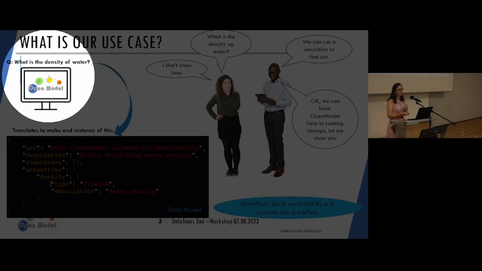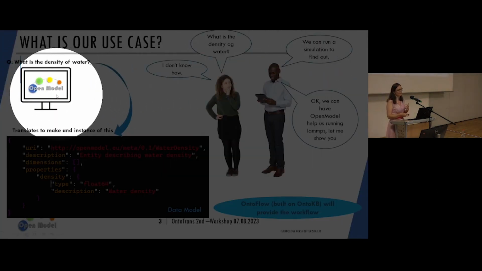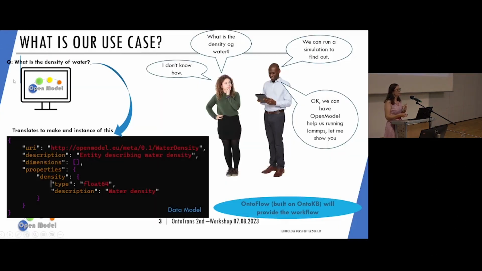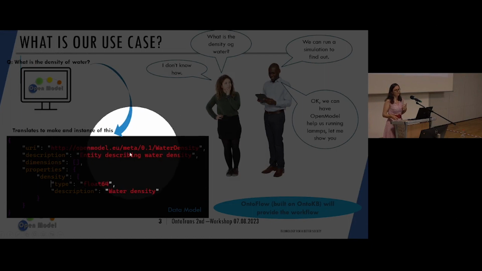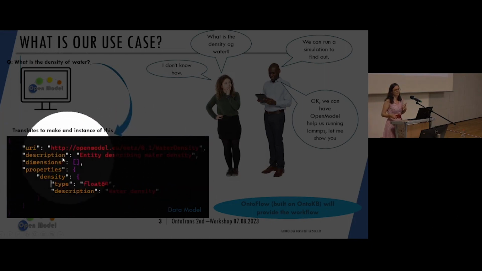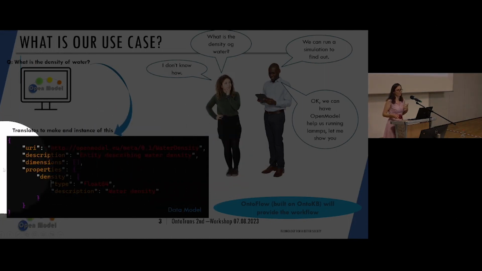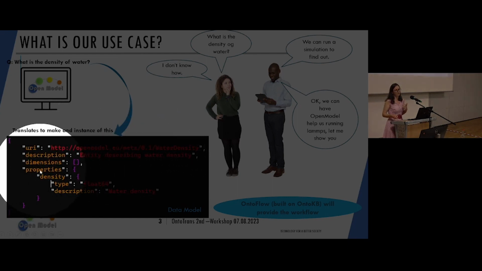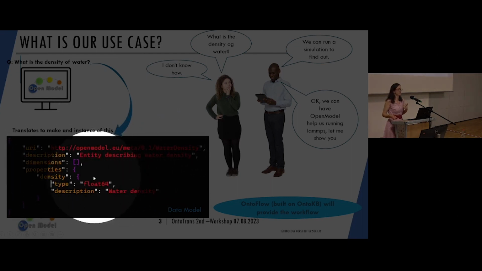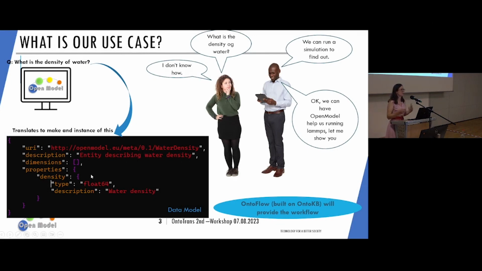And the question, what is the density of water, in this OpenModel platform we can translate to this: please make an instance of this data model. This is the same type of data model that Jesper was showing before. It's very simple. It has only one URI, and it also has one property, which is the water density. In a real example, we would probably add the temperature and the pressure and maybe some other parameters.